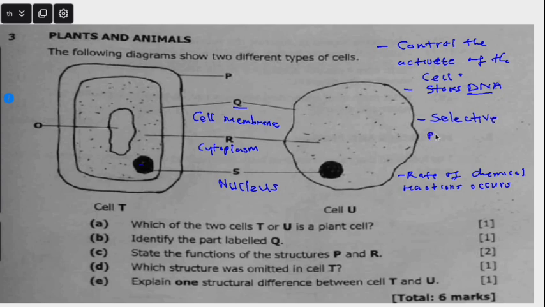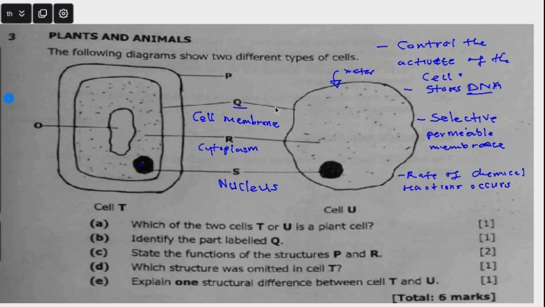Selectively permeable membrane, meaning it selects what goes in and out of the cell. There are some substances which can't cross through the cell membrane, and there are those which can. Like water can cross by the process of osmosis, and you know that. But there are some other substances which can't cross directly across the cell membrane. Those things are going to use transporters or channels to get into the cell.